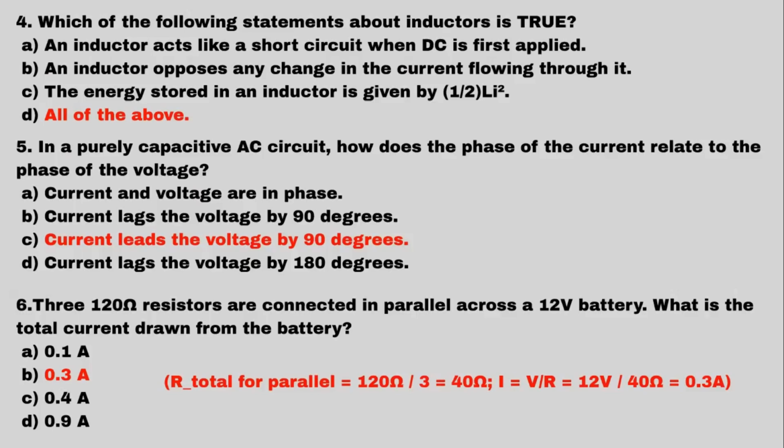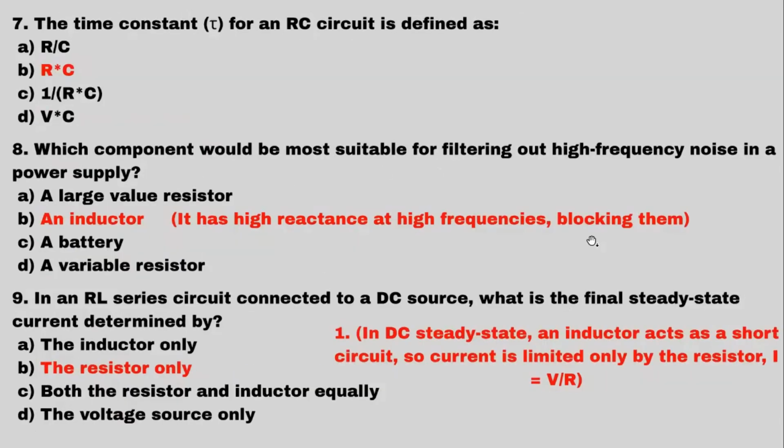So the sixth question is 120 ohm resistors are connected in parallel across a 12 volt battery. What is the total current drawn by the battery? The answer is 0.3 amps. Okay. Why? Again, you can see on the right hand side, I have given this. Some calculations will be there and you can calculate it. The next question is 7. The time constant T for an RC circuit is defined as R multiplied by C.